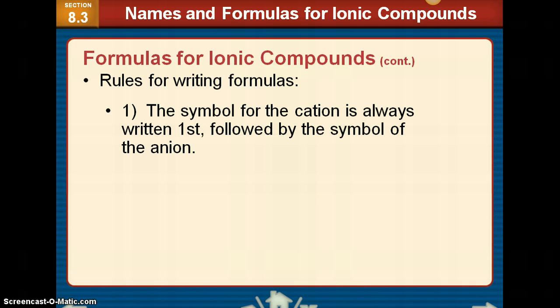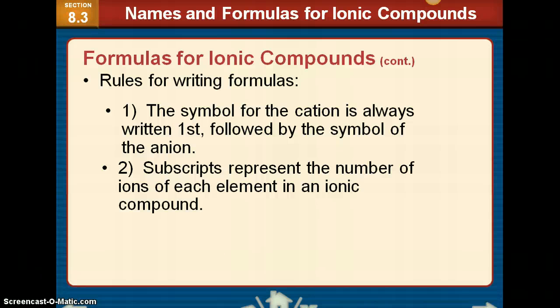Now, there are some rules that we can talk about for writing formulas. The first rule is that the symbol for the cation is always written first, followed by the symbol of the anion. Remember, the cation is the positive ion, which is going to be your metals, or things on the left-hand side of the periodic table. The anion is the negative ion, and these are usually your nonmetals, things that are on the right side of the periodic table.